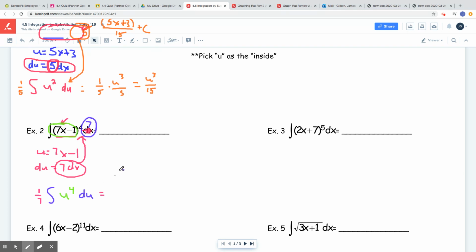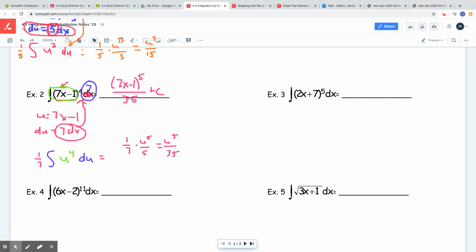All right. So now we just do our power rule, 1/7 times u to the 5th over 5 plus c, which is u to the 5th over 35. And now I just go and replace my u. The u is 7x minus 1. So 7x minus 1 to the 5th over 35 plus c. All right, and there's your answer.